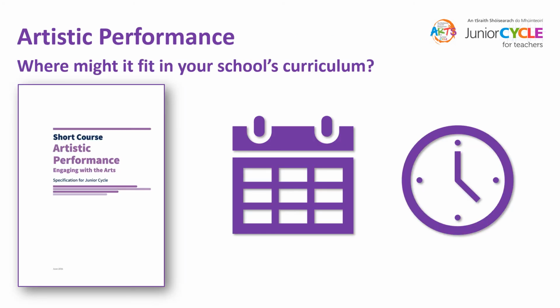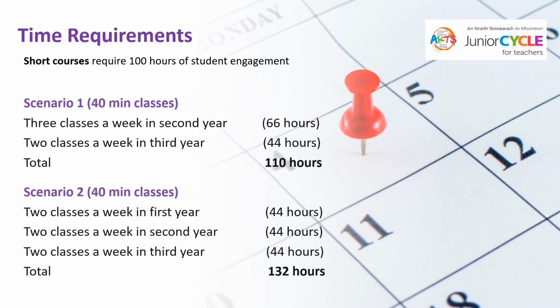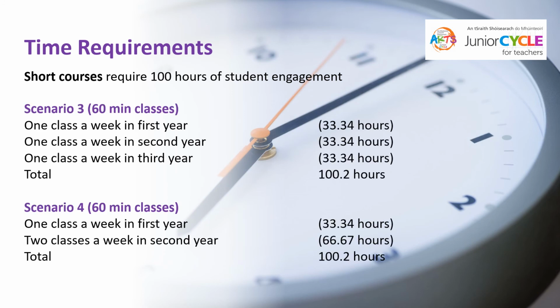Now let's look at how artistic performance might fit into your school's curriculum. As we know, short courses require a minimum of 100 hours of student engagement. Here are some timetabling scenarios that may suit your school context. Scenarios 1 and 2 show how the course may take place over 2 or 3 years in 40-minute classes. Scenarios 3 and 4 show how the course may be timetabled over 2 or 3 years in 60-minute classes.